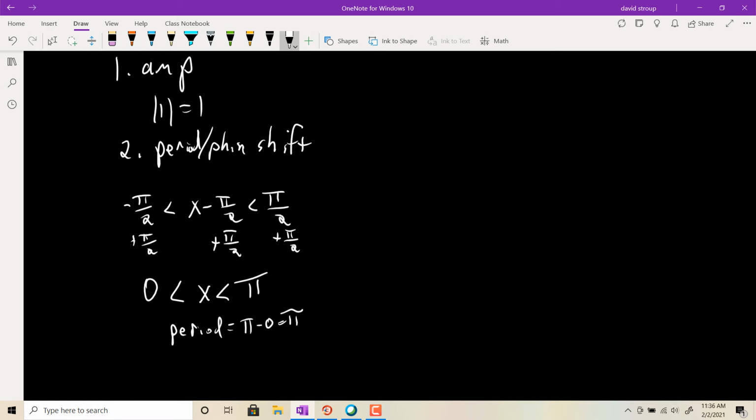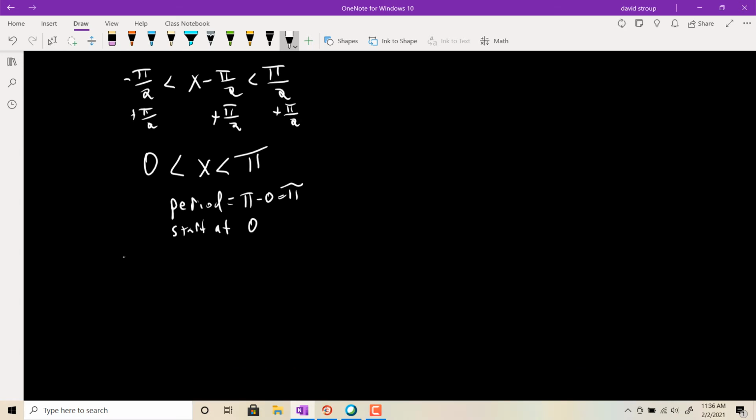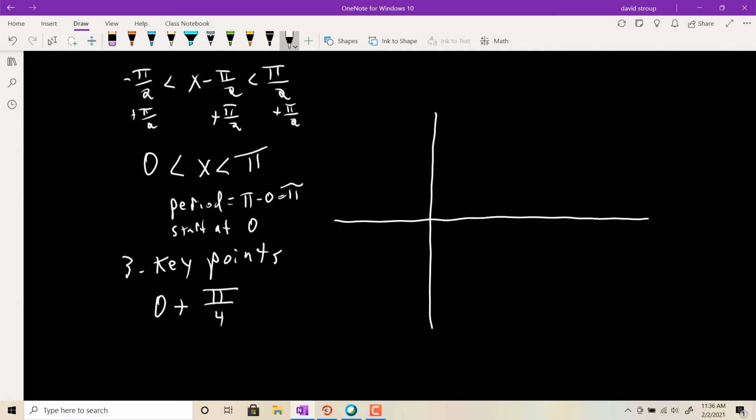And then our phase shift, or you can think of it as your new starting place, starts at 0. Okay, and then finally the key points. It's always going to be your starting point plus your period divided by 4. So let's go at it. We want 2 periods starting at 0.